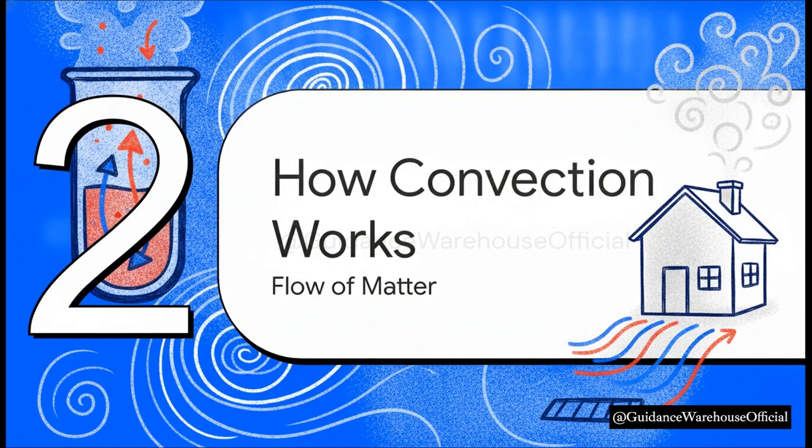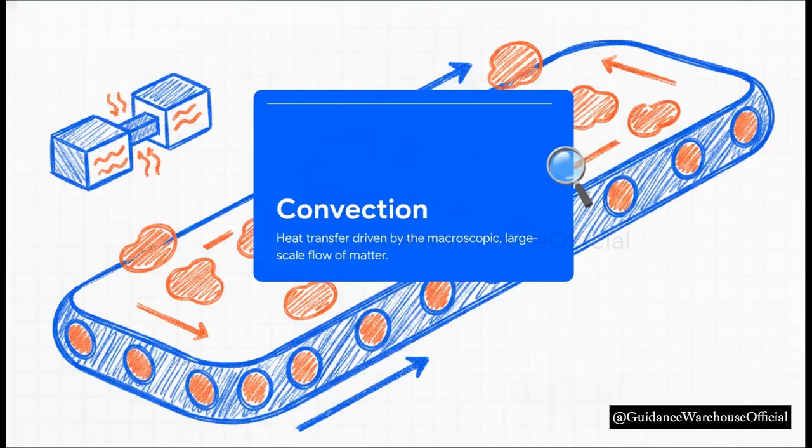Section 2. How convection works. So the core concept we're talking about here is convection. We define this as heat transfer driven by the macroscopic, large-scale flow of matter. To visualize this, I want you to picture a giant conveyor belt. See, unlike conduction, where heat just kind of passes from one static molecule to the next through a solid block of something, convection requires actual physical mass to move from one place to another. It's physically carrying the thermal energy along with it.